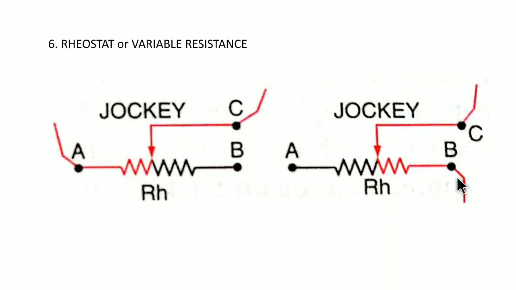It can enter through point B, with a very small amount of resistance, and it can pass through the point C through the help of a jockey. So this is the symbol used for a rheostat. Then next we have an ammeter. An ammeter is an instrument which is used to measure the magnitude of current.